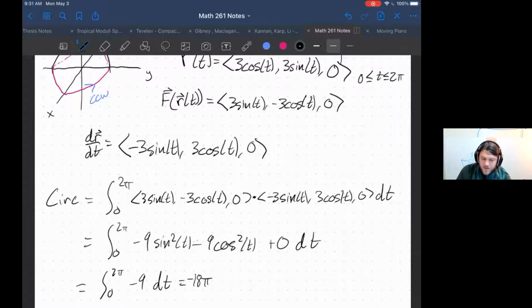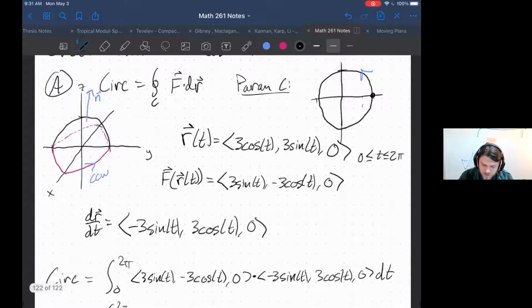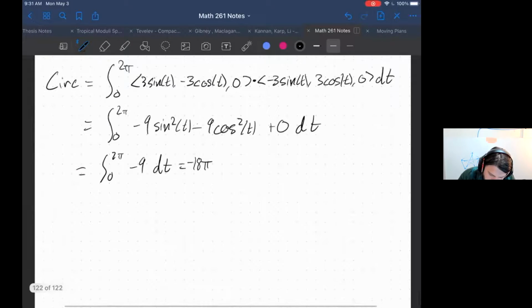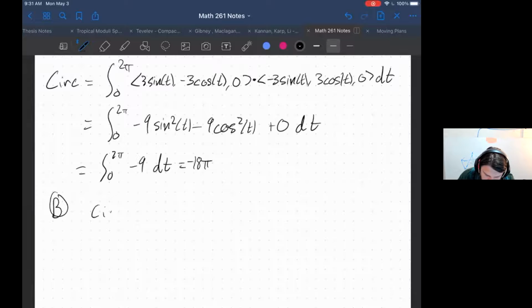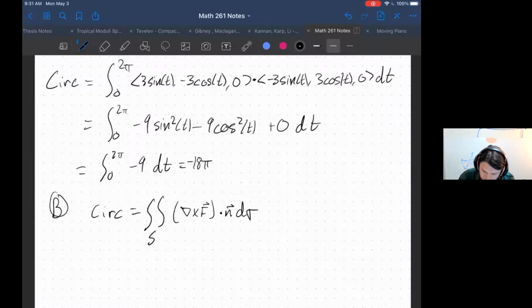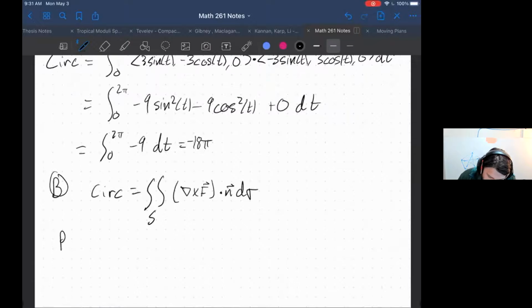Great, not seeing anything. So this is the line integral side. Now we want to double check that circulation is equal to also this surface integral. And so the first time we actually are computing curl. Okay, but before we go through and compute any of this curl or normal vector stuff, let's parameterize S.